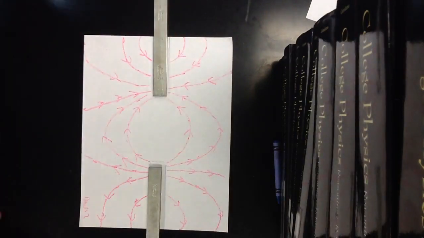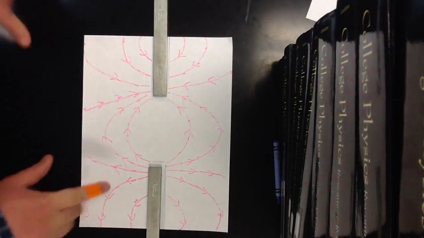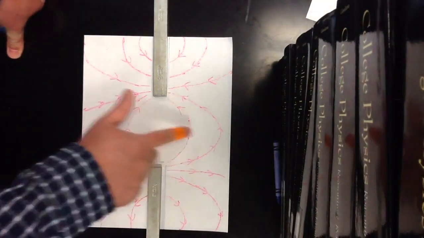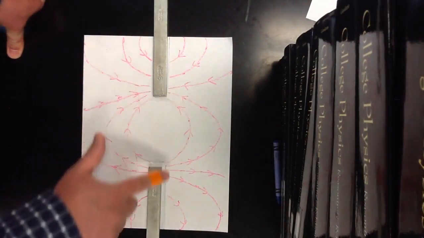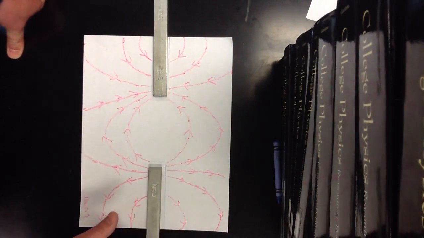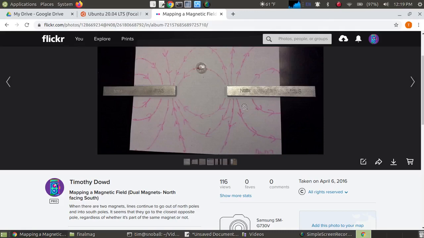And you can see that idea of the field lines going out of a north pole and into a south pole. It doesn't really discriminate on which north or south pole. These field lines are going from this north pole to this south pole. These field lines are going from this north pole to the south pole over here. That showed a situation where there was a north pole facing a south pole.